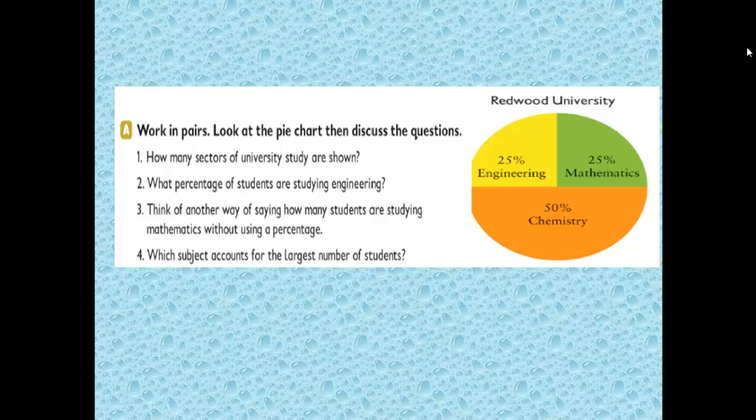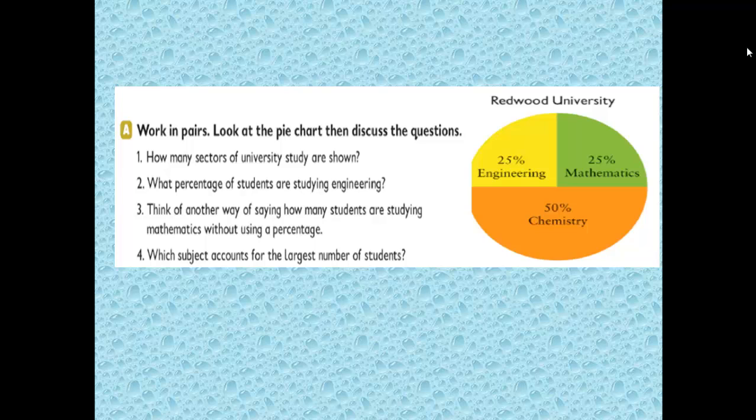This chart is called a pie chart because it looks like a pie, and a pie is a cake. It is something that looks like a cake. So this chart has the same shape as the cake, and it's called a pie chart. So we will read it again. Work in pairs, look at the pie chart, then discuss the questions.